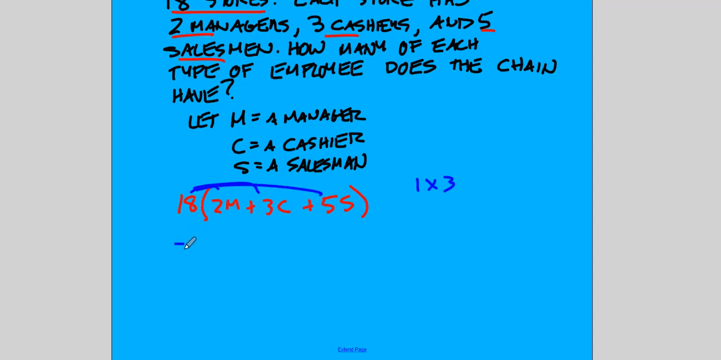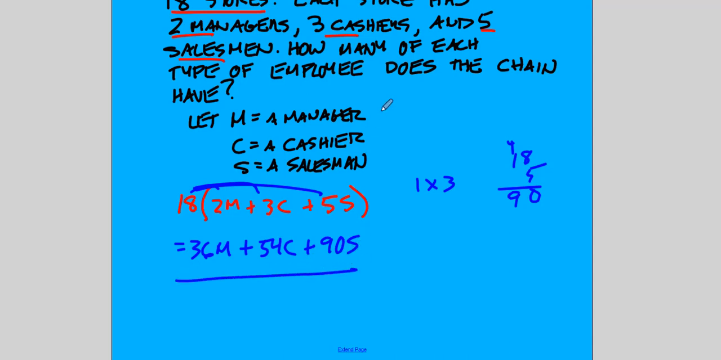18 times 2 is 36. So I have 36 managers, plus 18 times 3 is 54. So I have 54 cashiers in the 18 stores total. 18 times 5 is 90. So I have a total of 90 salesmen.